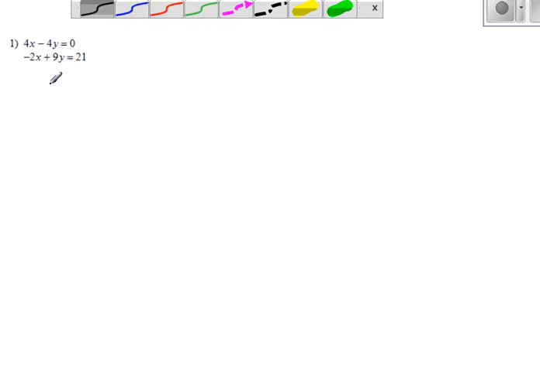So we have to take a look at each variable and think, which two numbers would we like to work with? Would we like to work with a 4 and a 2 or a 4 and a 9? And this is where you just have to have a little number sense here. If I thought of the 4 and the 2 for my x's, and for y's, the 4 and the 9, which of these numbers are easier to work with if we want to make them opposites?